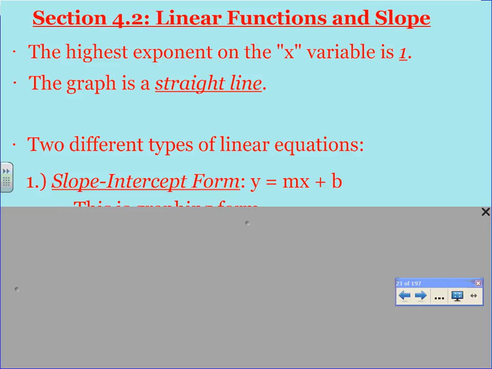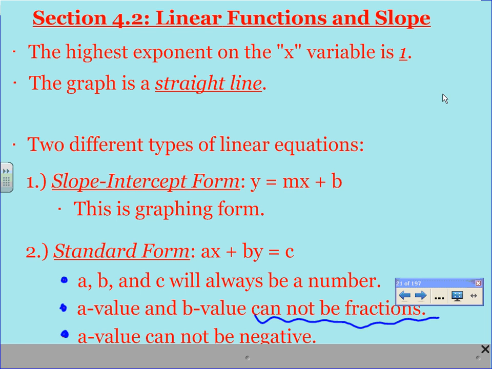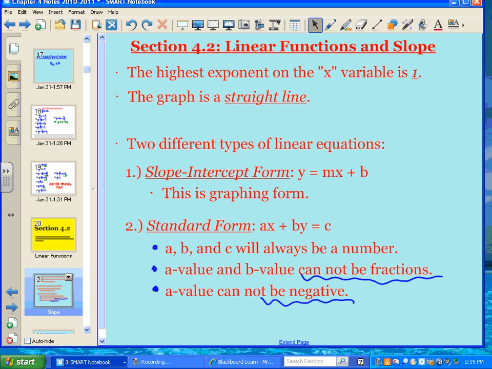Okay, there's two different types of linear equations. The first type, we talked about yesterday more, is slope-intercept form. So just fill that in, again, what's underlined. It has next to it y equals mx plus b, which is already typed for you. This is the graphing form. So that's not changing from last year. You're still graphing it as y equals mx plus b. Nothing is changing in regards to how you graph a linear function.